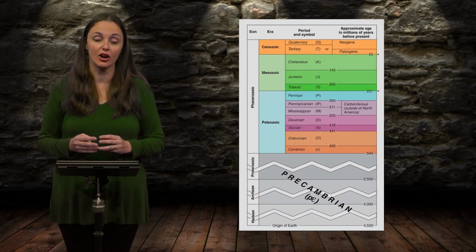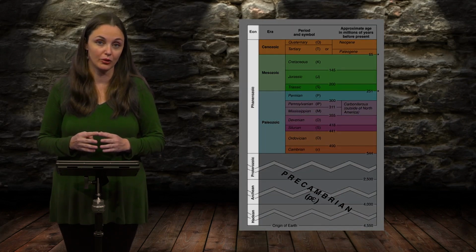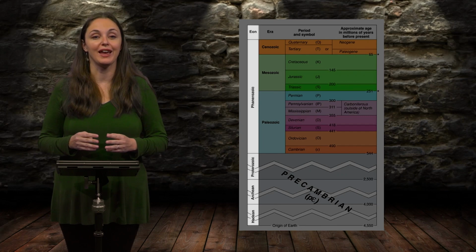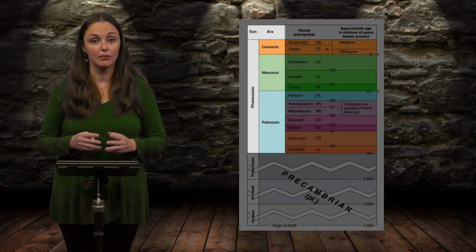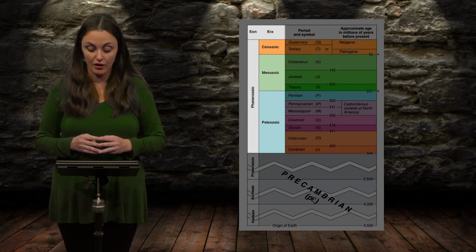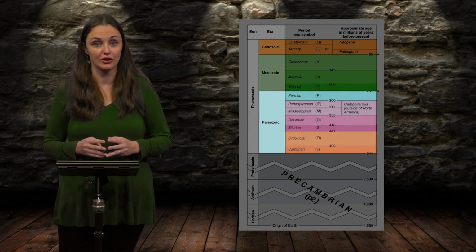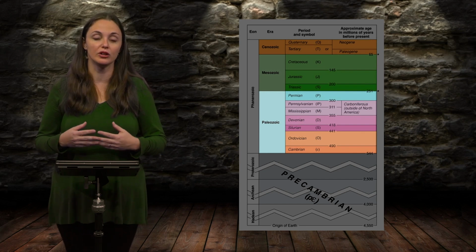So there are 4 eons of geologic time: the Hadean, the Archean, the Proterozoic, and the Phanerozoic. And you're also responsible for the eras of the Phanerozoic, which are the Paleozoic, Mesozoic, and Cenozoic. Of those, we're going to cover the Paleozoic today, and Paleozoic basically just means old life.